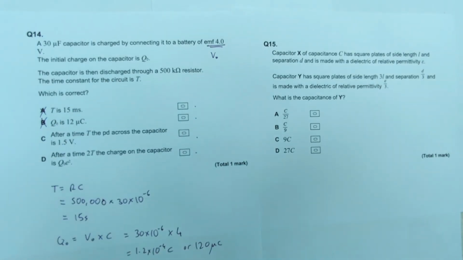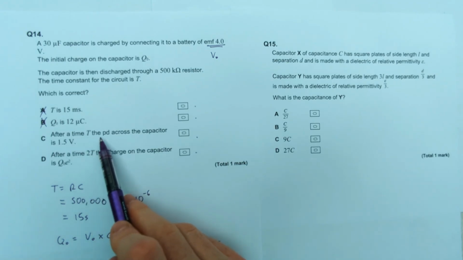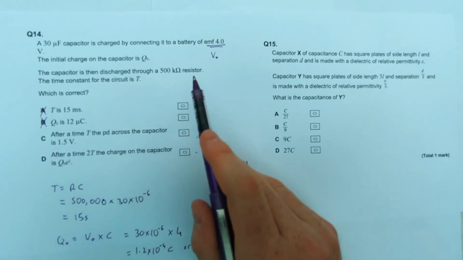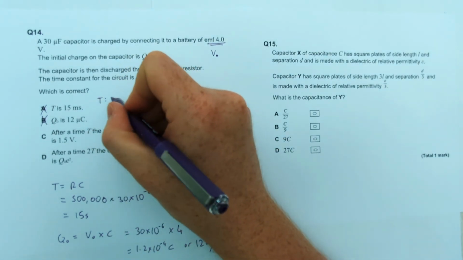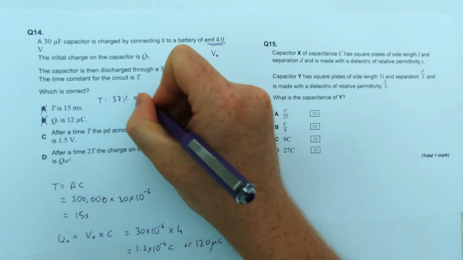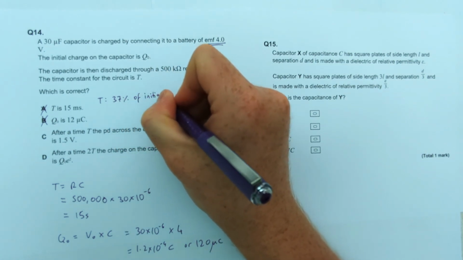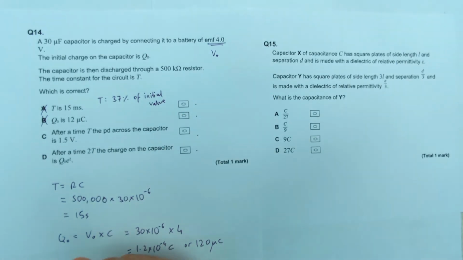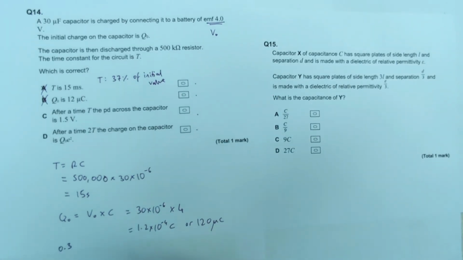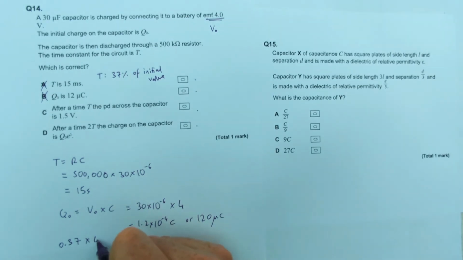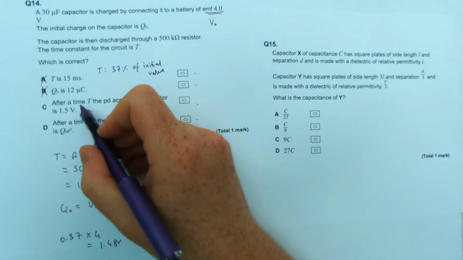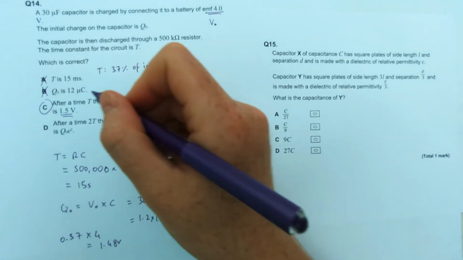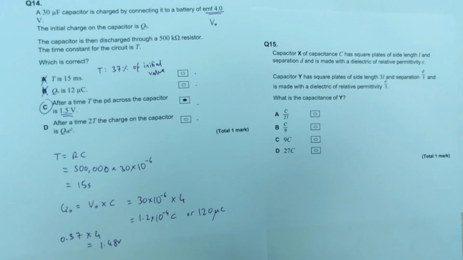For option C, let's see what we can do. We're trying to find the time taken. So time taken, one time constant, the PD will be 1.5. It starts at 4 volts. So we know that after one time constant, it falls down to 37% of its initial value, or its fully charged value. So if we do 0.37 times 4, that will give us 1.48, which will round to what the value is here, 1.5. So therefore the answer is option C for this question.